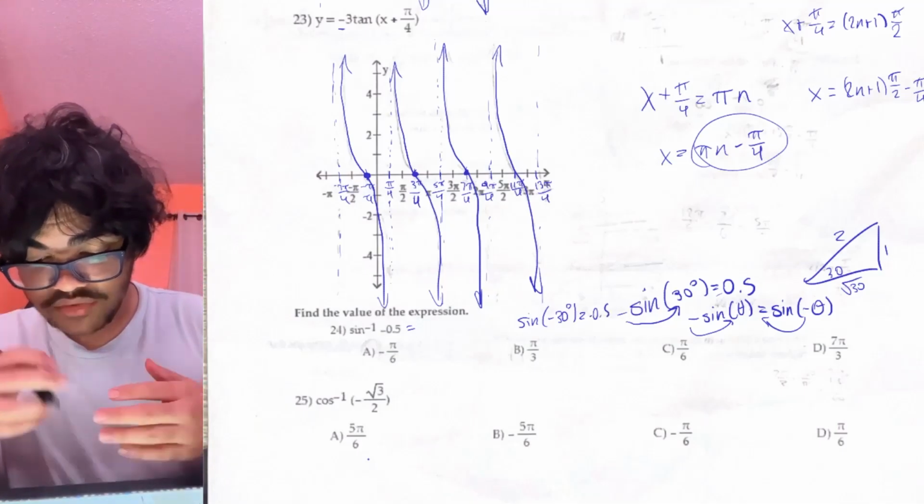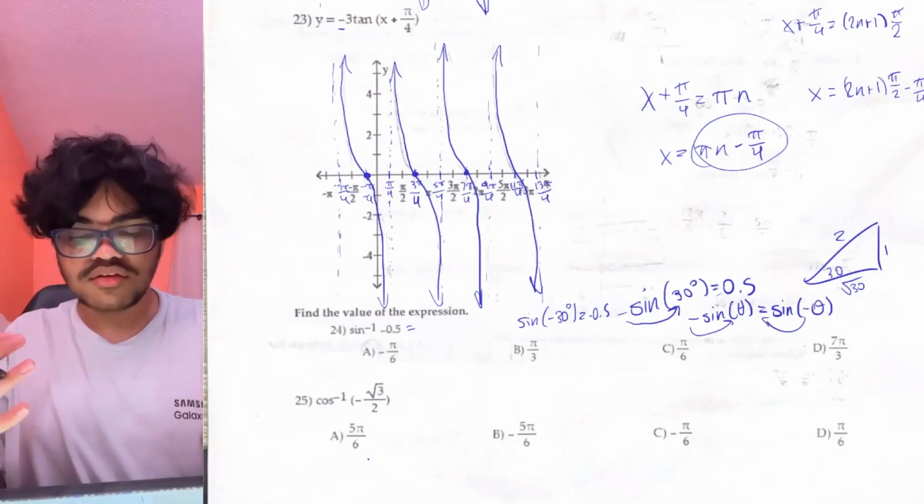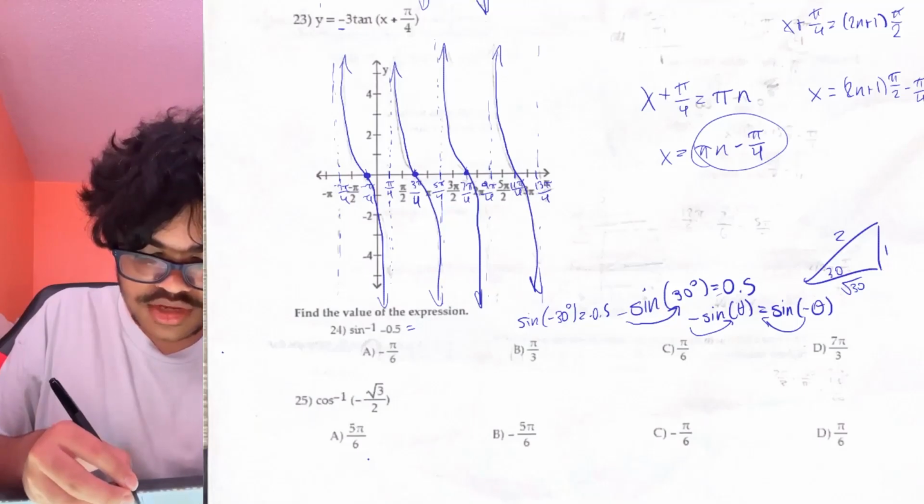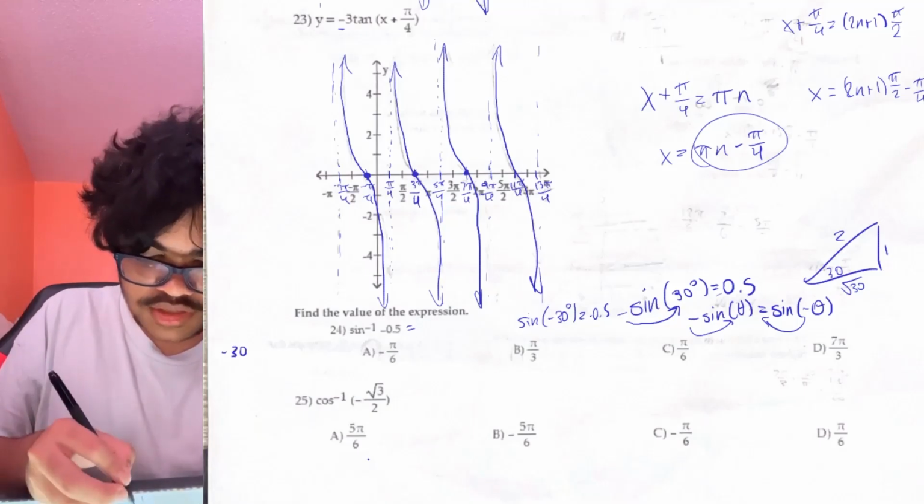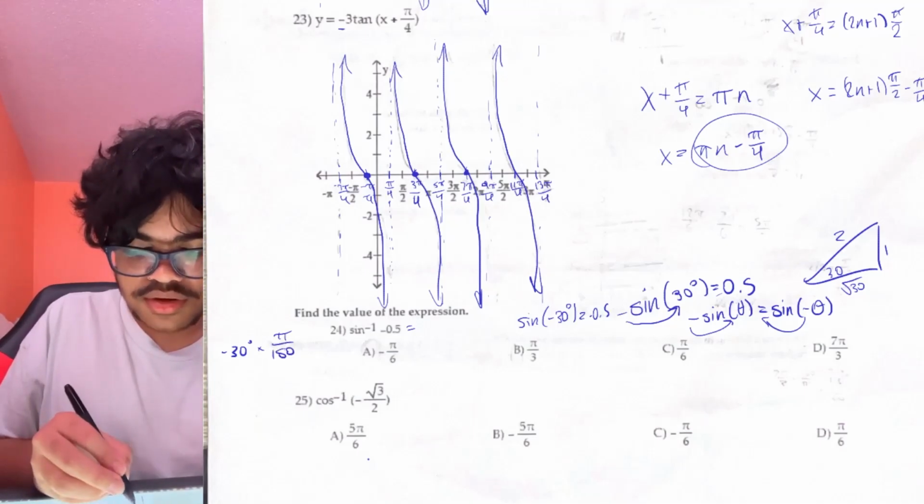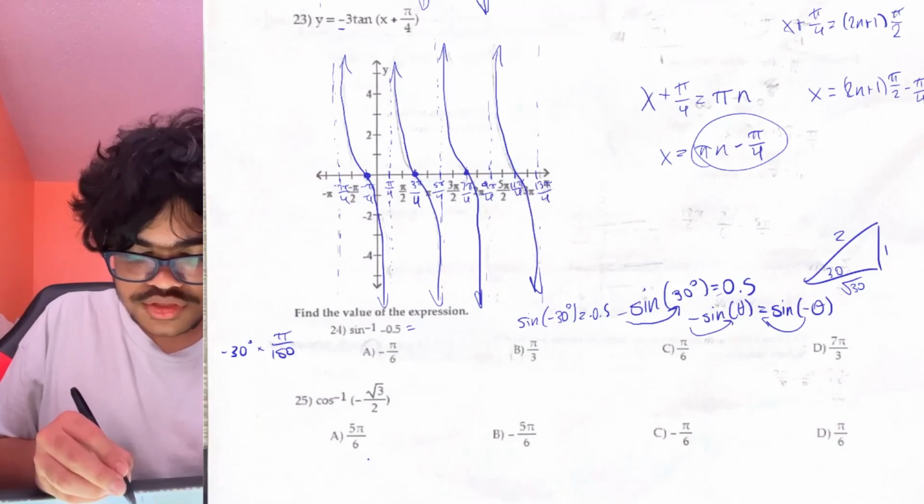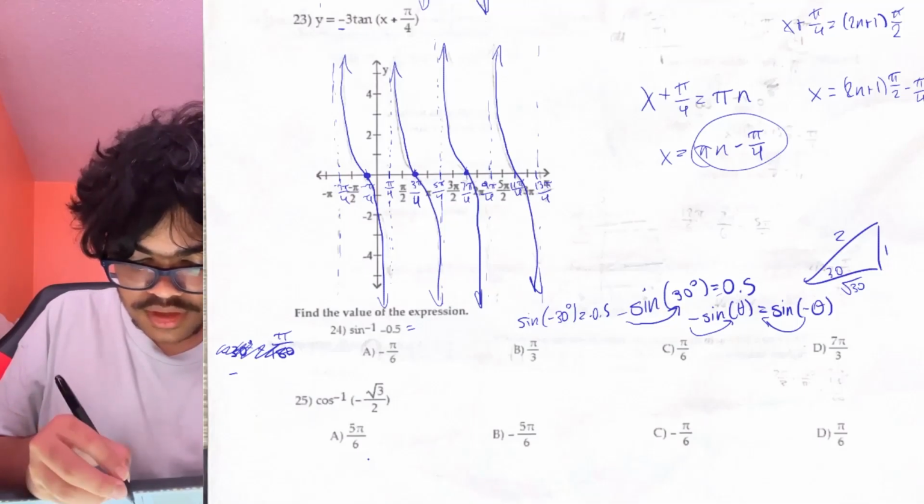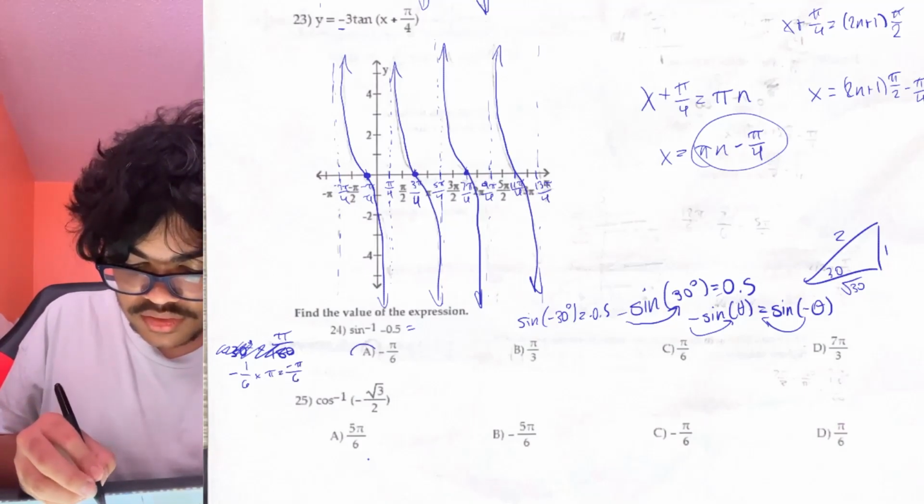Now right here, we're not given a degrees value, we're given a radian value, so we have to convert this to radians. The way we do that is we take our degrees and multiply by pi over 180, and if you work this out, this will reduce down to negative 1 over 6 times pi, which would be negative pi over 6, and there we get a.